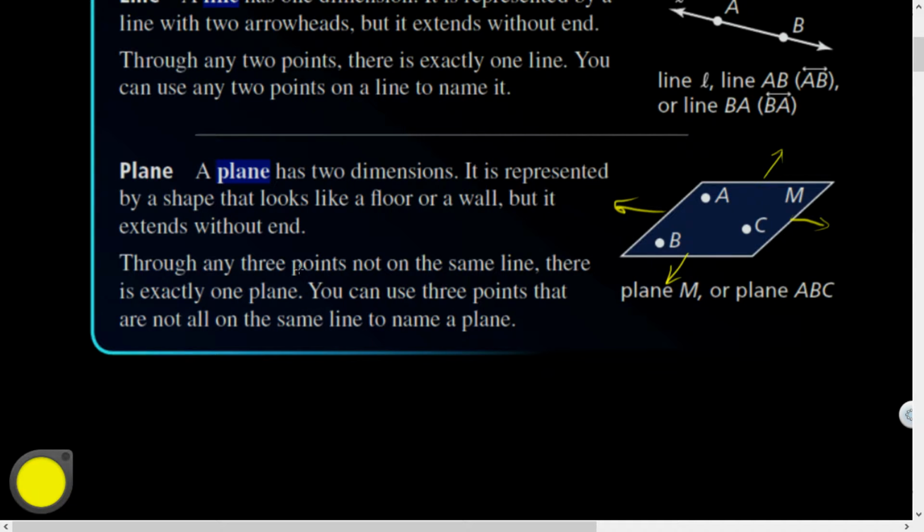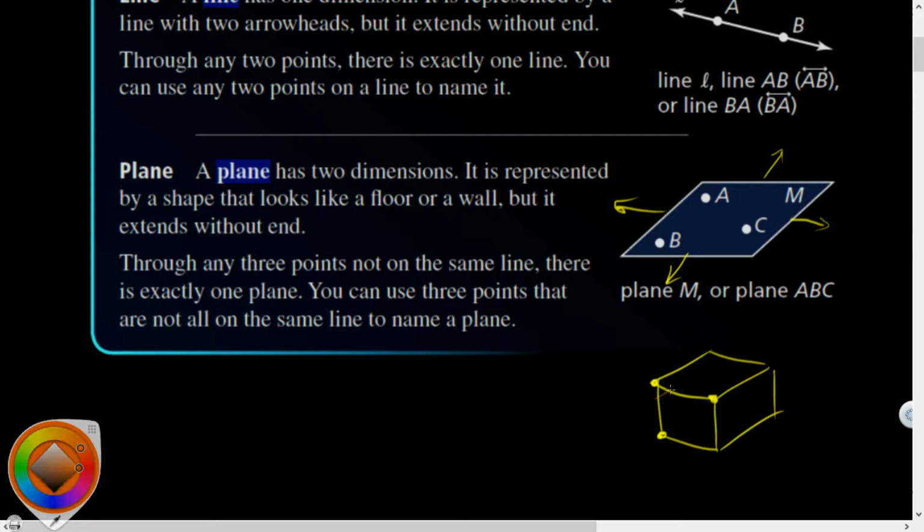And through any three points not on the same line, there is exactly one plane. So if I have three points, you could imagine a plane that makes that up. If I have, for instance, a box or a cube, and I pick this point, this point, and this point, you would know exactly which face of that box I was talking about. This is the plane that is shared between those three points. Whereas if I had this point, this point, and this point, that would be this face over here. You guys can imagine that.